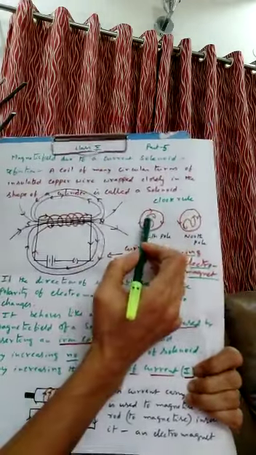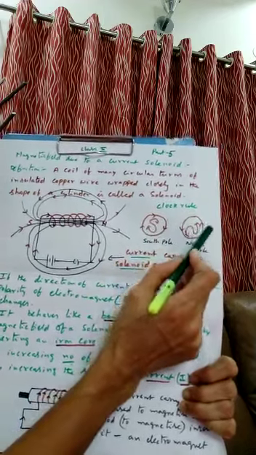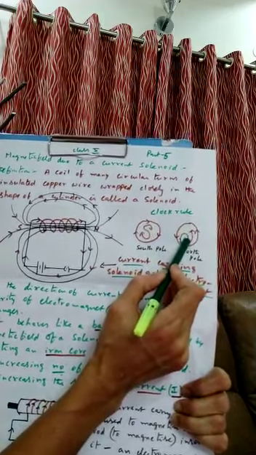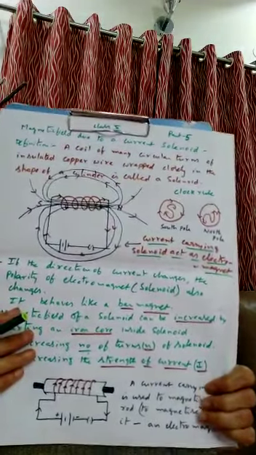Okay, see here, if the current is flowing clockwise, it will look like a south pole. If the current is flowing in the anti-clockwise direction, it will look like a north pole here. Got it? Understood, all of you?